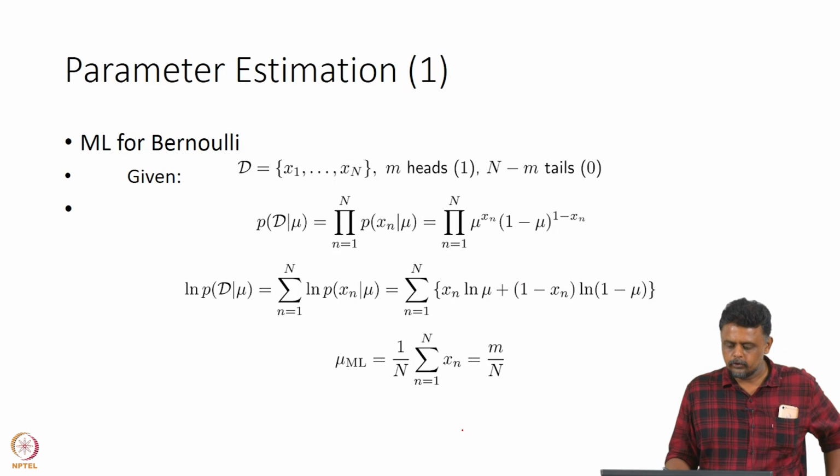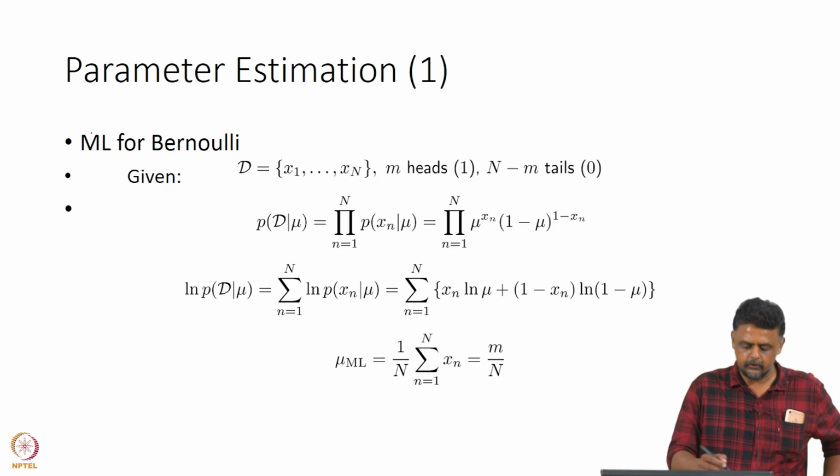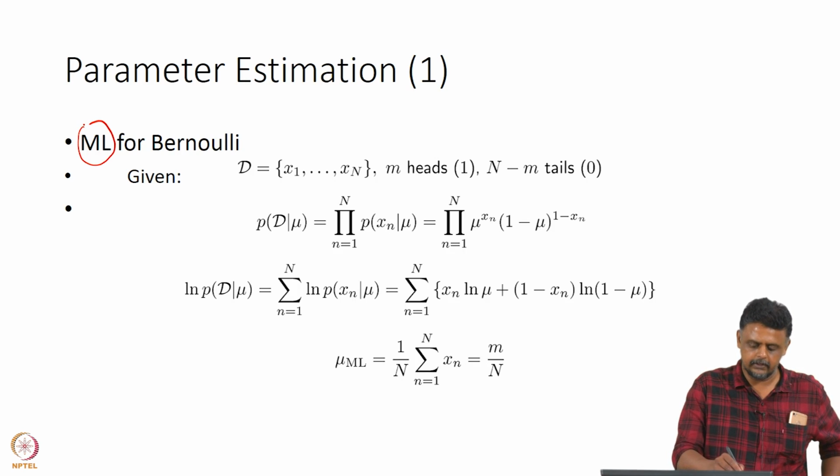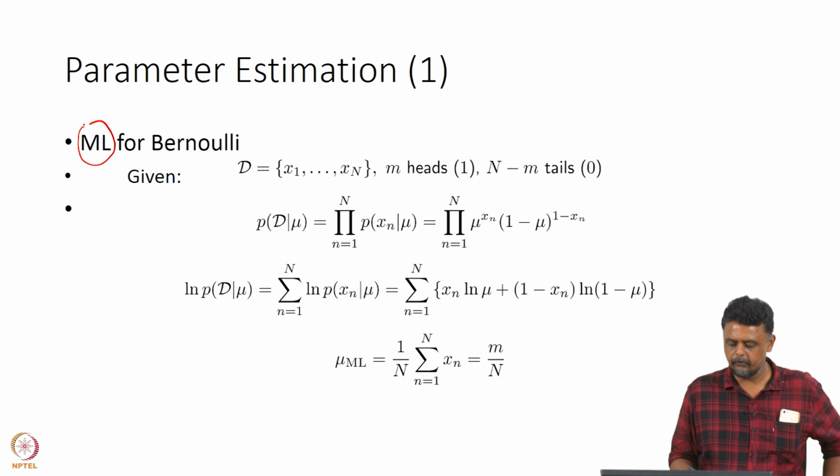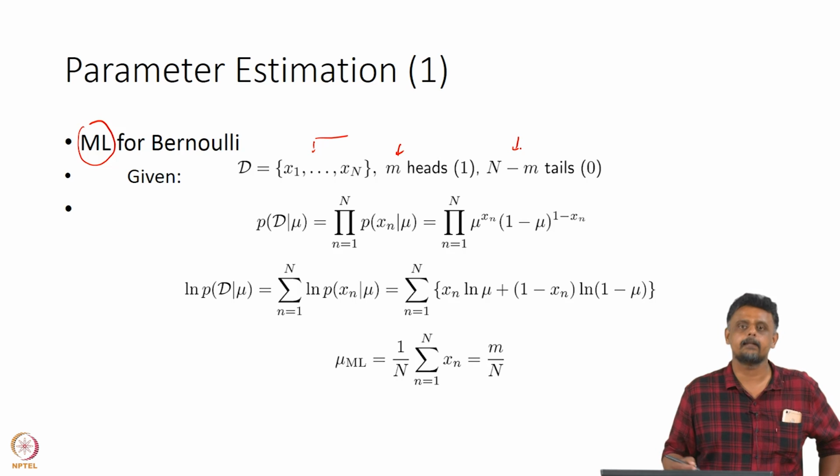Okay. So, the parameter estimation for the Bernoulli distribution is called the maximum likelihood technique. We will see what that is again later on, but from a common sense point of view, we should be able to follow this argument. So, we have a set of these events. Let us say capital N coin tosses, out of which we get m heads and n minus m tails. This is the total thing.